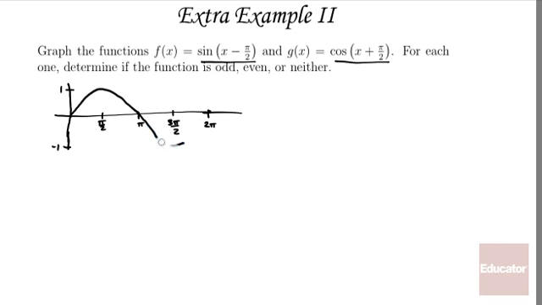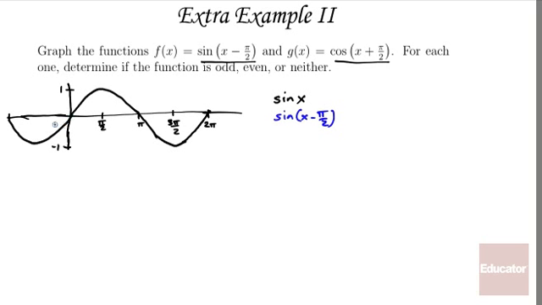Oops, that one went down a little too quickly. Down to negative 1 and comes back to 0. So what I graphed there in black is sine x. Now sine of x minus pi over 2, I'll do that in blue. Sine of x minus pi over 2, that takes the graph and shifts it over to the right by pi over 2 units. So I'm going to take this graph in black and shift it over to the right by pi over 2 units.